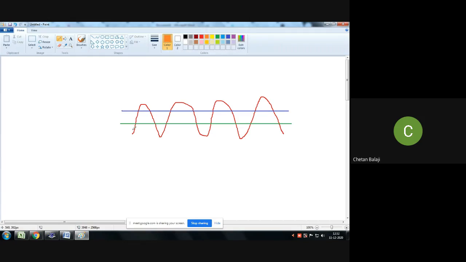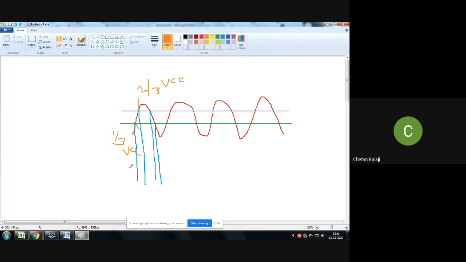Let me call this line 1 by 3 VCC. Let me call this line 2 by 3 VCC. Now draw a straight line here. This is 1 by 3 again, and 2 by 3. Once you draw a straight line here, output will be 0.